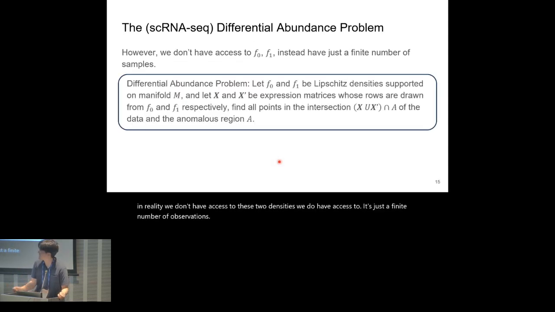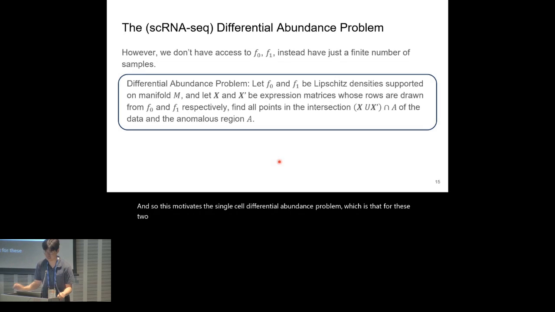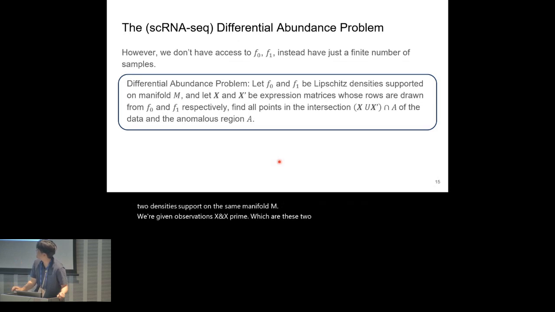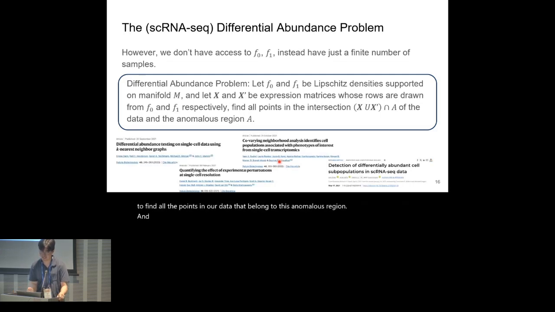What we do have access to is just a finite number of observations. And so this motivates the single cell differential abundance problem, which is that for these two densities supported on the same manifold M, we're given observations x and x prime, which are these two expression matrices. And we want to find all the points in our data that belong to this anomalous region. And as alluded to before, variations of this problem have been solved by a number of different methods over the past number of years.